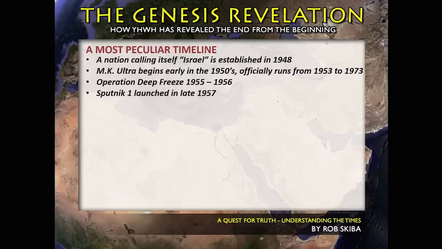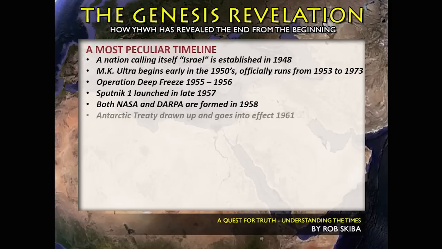Sputnik is launched in 1957. Both NASA and DARPA, how many of you guys know what DARPA is? Defense Advanced Research Projects Agency, doing all the top secret, Batman type technology stuff. DARPA and NASA are both created in 1958. The Antarctic Treaty is drawn up and goes into effect in 1961.